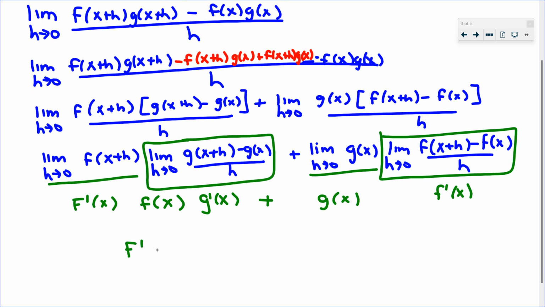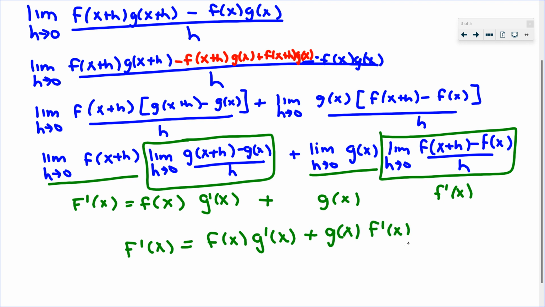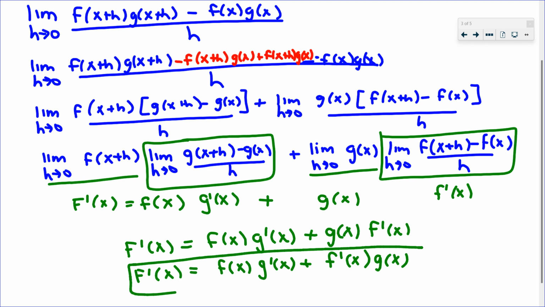Let's tidy this up a little bit. F prime of x is equal to f(x) g prime(x) plus g(x) times f prime(x). And if I just write this so that they're all in the same order, this is just f prime(x) g(x) plus f(x) g prime(x). And this is the product rule. So this is a way of finding the derivative of a product, formally stated like this.